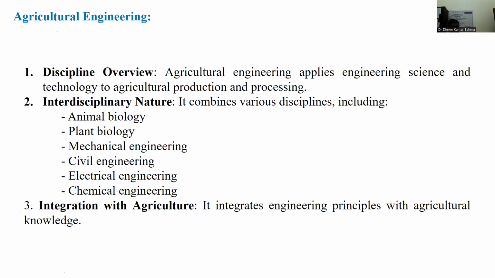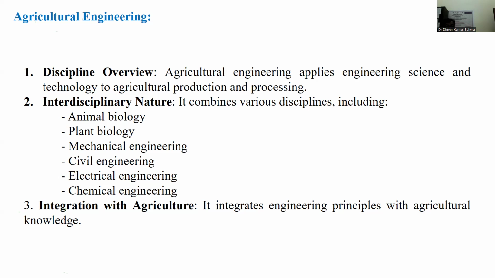That means those who are studying at CAT, College of Agriculture Engineering and Technology, are having some mechanical papers there. So you'll find agriculture engineering applies engineering science and technology to agricultural production and processing.